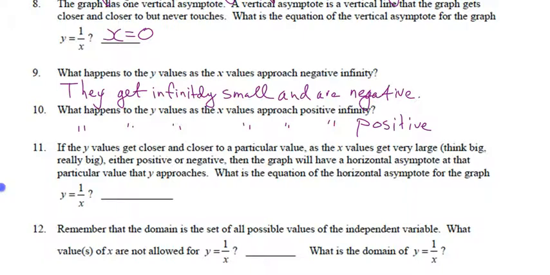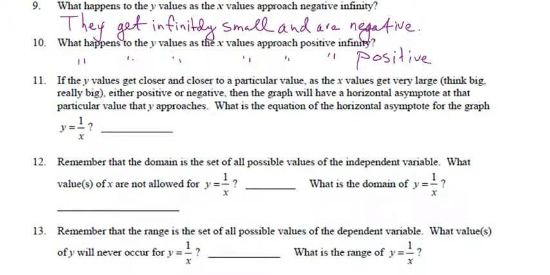If the y values get closer and closer to a particular value as the x values get very large, think big, really big, either positive or negative, then the graph will have a horizontal asymptote at that particular value that y approaches. What is the equation of the horizontal asymptote for the graph? y is equal to 0. Right? So we can get really close to the line y equals 0, but we can never make y 0. We can get as close to it as we want, but we can't make y 0.